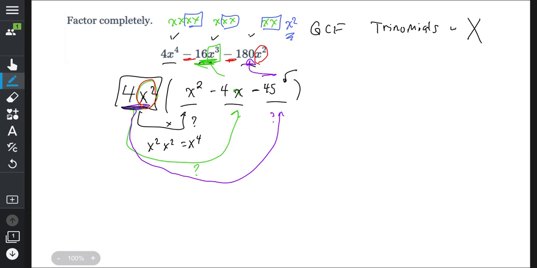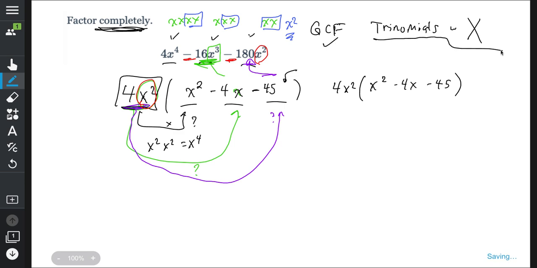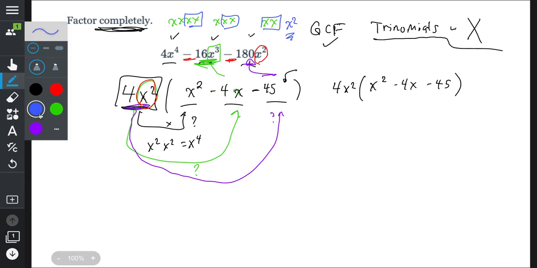Okay, so let me write it a little bit cleanly on this side. 4x squared is our GCF. Our trinomial is x squared minus 4x minus 45. But we shall not stop here. The directions say factor completely. Okay, so GCF is one factoring method that we used. The other is trinomials. So look at what we have inside here. We have a trinomial.